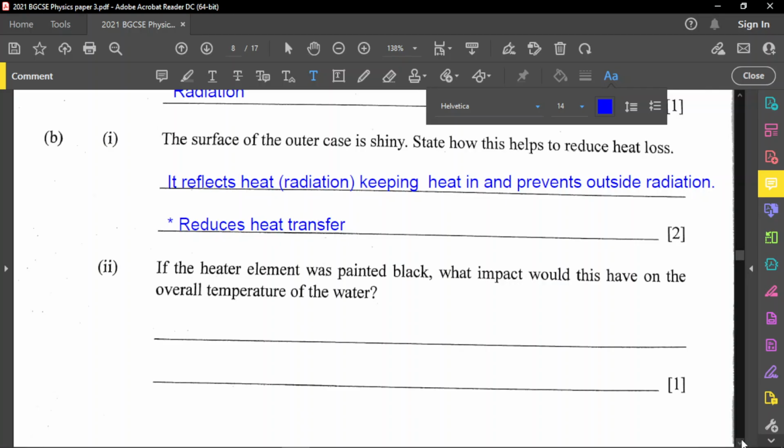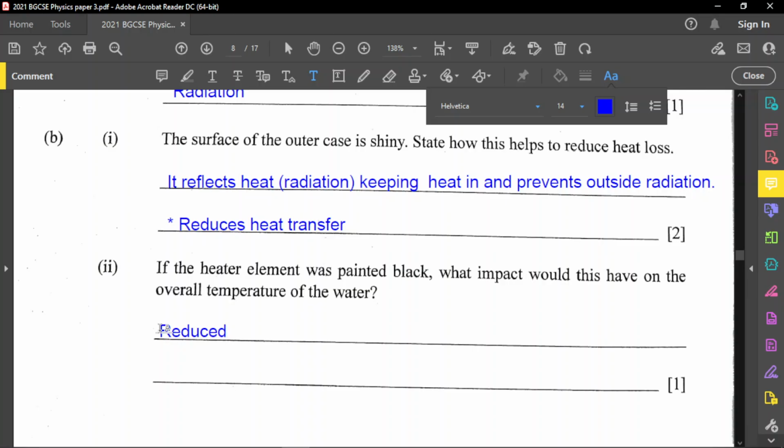All right, so for part 2, it said if the heater element was painted black, what impact would this have on the overall temperature of the water? And so if you painted it black, what will happen here? It will reduce the overall temperature of the water. So it will be reduced. And that's a 1 mark question.